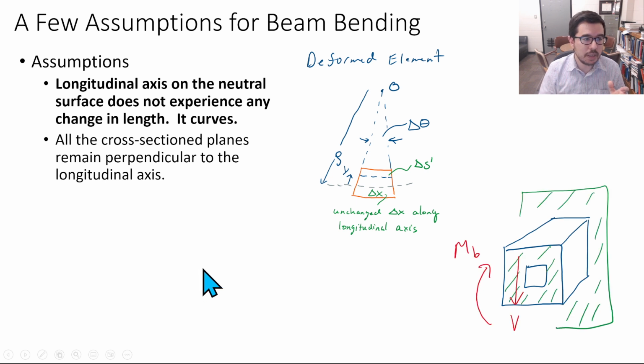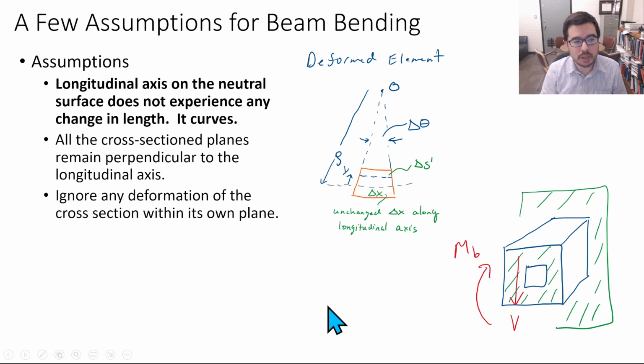And another thing is that all the cross-section planes, so if you took a plane, or you look at this as a plane right here, or this as a plane right here, not a flying plane, but a geometrical plane, the longitudinal axis is perpendicular to that surface. So for all cross-section planes, there's going to be a longitudinal axis coming out perpendicular to it.